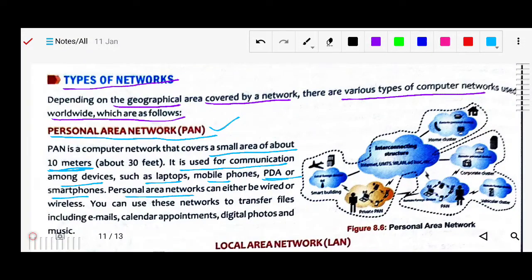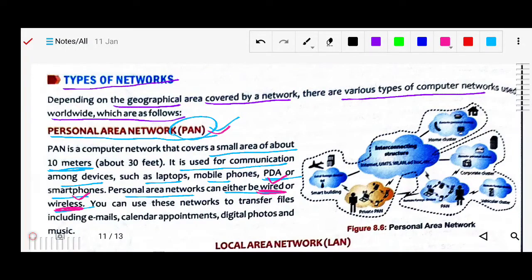Personal area networks can be wired or wireless. As we know, connections can be wired and also wireless, so in the case of PAN both are possible, wired as well as wireless. You can use these networks to transfer files, including emails, calendar appointments, all this.